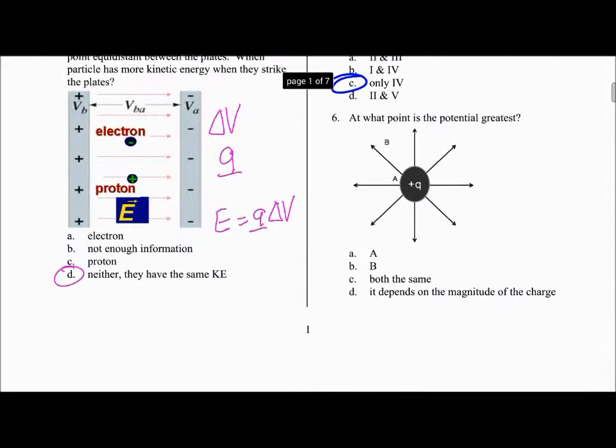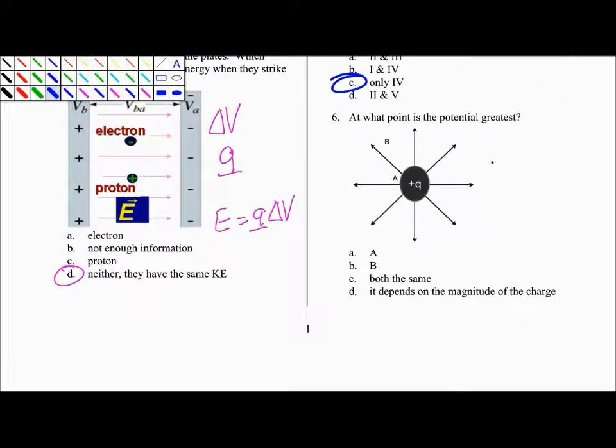What point is the potential greatest? Okay, well, V is KQ divided by R, so where R is the smallest is where our potential is the greatest, so A is the right answer.